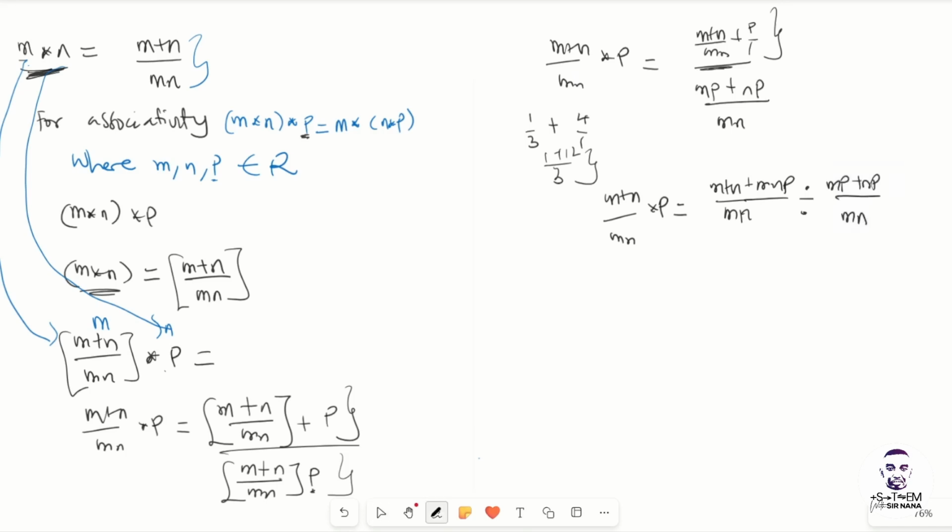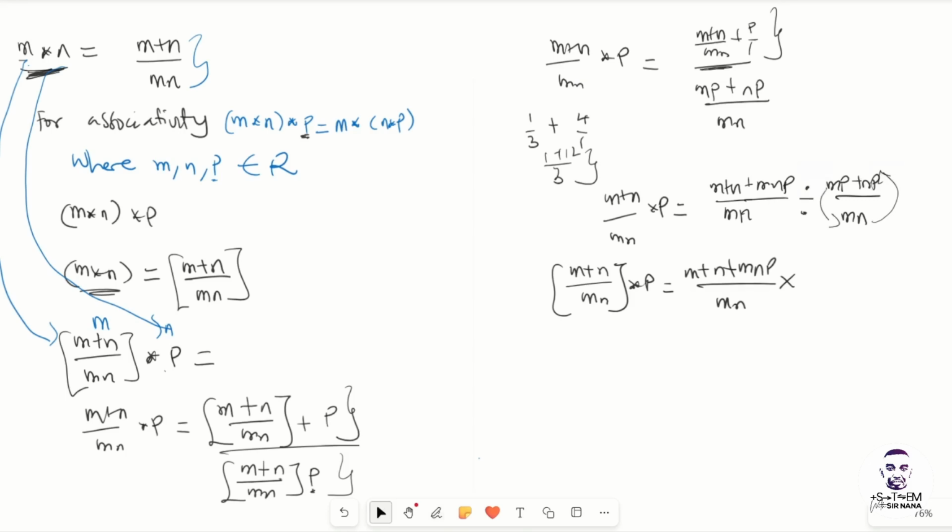So we see a whole lot of variables here. So it means that m plus n all over mn operation p will now become m plus n plus mnp all over mn. Now the division will have to change to multiplication before we can simplify. Then once that happens, we have to reciprocate this. It means the mn will have to move up, and the mp plus np all over mn will have to move down.